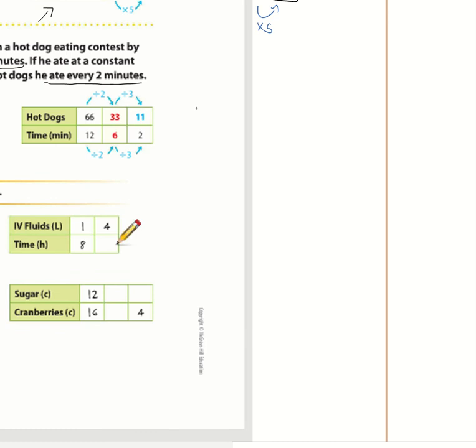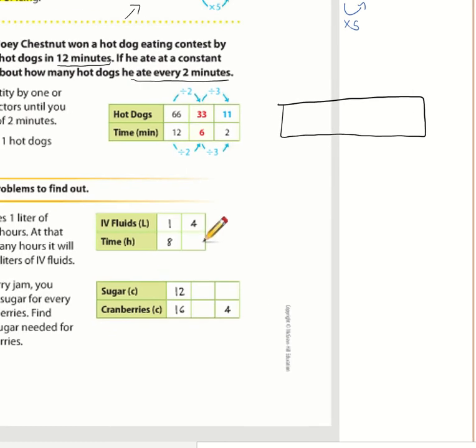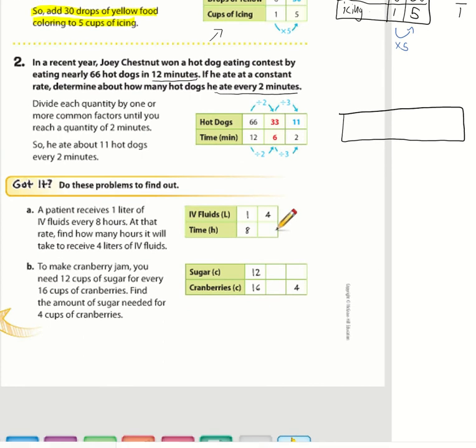So we create a table first. I know there's a table right next to us, but we need to make sure we know how to make tables. So it's hot dogs, and then we have time. So it said 66 hot dogs in 12 minutes.